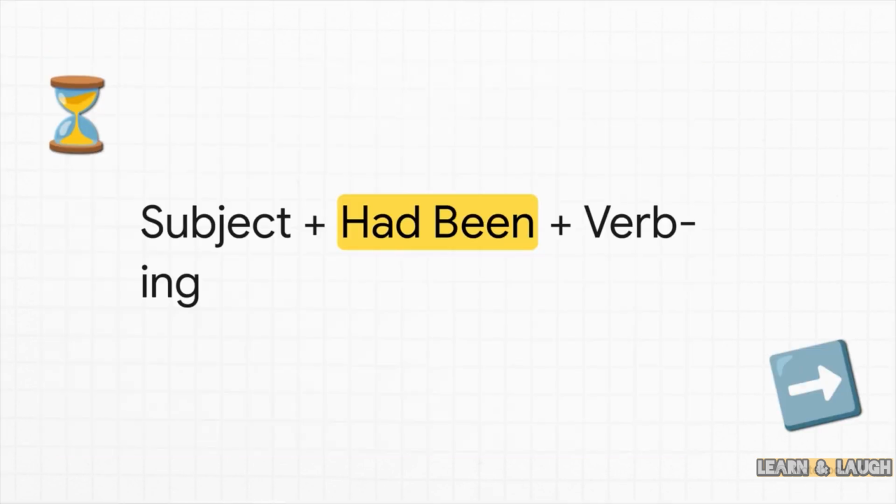Now this formula looks a bit longer. Subject plus had been plus verb ing. But please don't let it intimidate you. It is literally just a combination of the pieces you already know. Had gives us the before another action part, and been plus the ing verb gives us that ongoing duration part. It's like a puzzle fitting together.